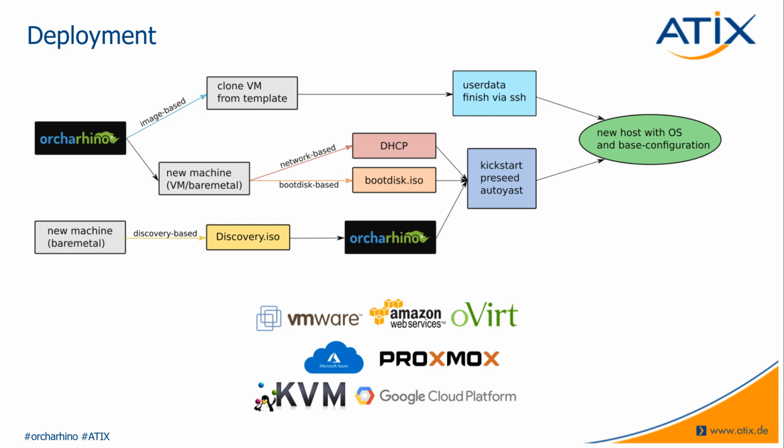So we support several hypervisors for normal virtual machines. We support, for example, VMware, oVirt, Proxmox, KVM. We also support deployment in the cloud. In this case, it's Amazon Web Services, the Google Cloud Platform, and Microsoft Azure.